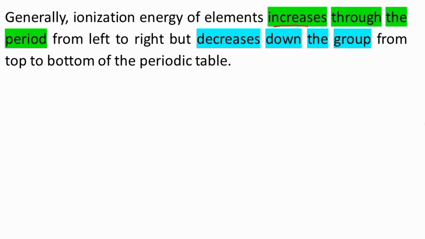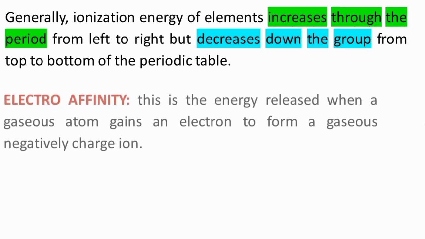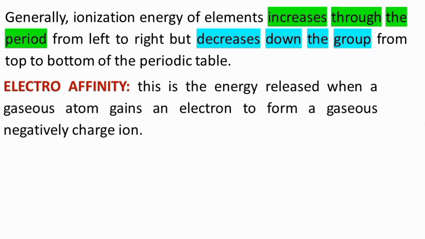Then let's explain generally the ionization energy of elements. It increases through the period but decreases down the group. It's opposite of what happens to atomic size and ionic size. Okay, then of course electroaffinity. What happens to electroaffinity? This is the energy released when a gaseous atom gains an electron. Electroaffinity is opposite of ionization energy.